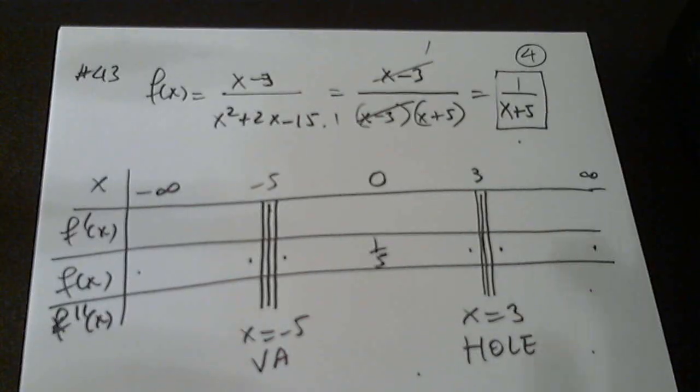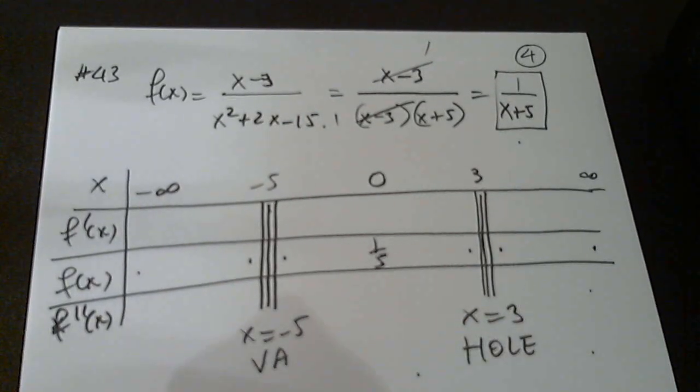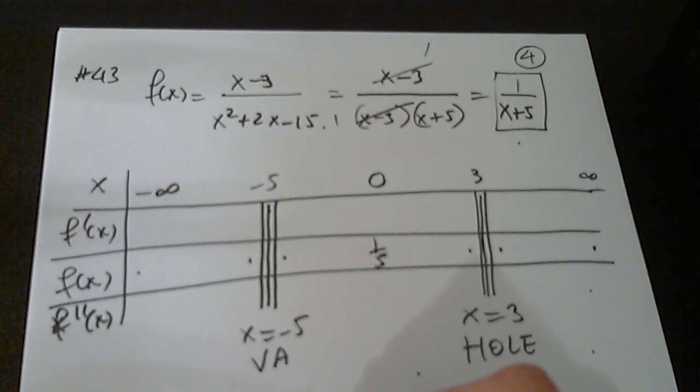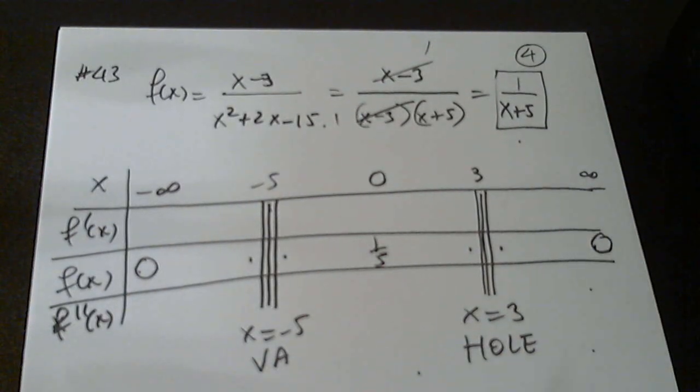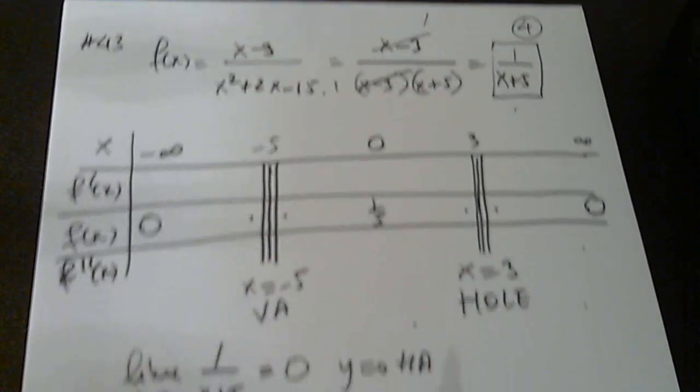Now, from what we've discussed, what do you think the limit at infinities will be? Limit of 1 over x plus 5 when x approaches infinity or x approaches negative infinity. One divided by billions of people. 0. So y equals 0 is a horizontal asymptote. That was easy. Painless.